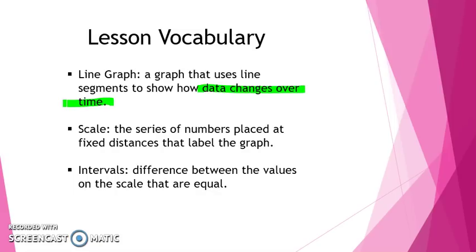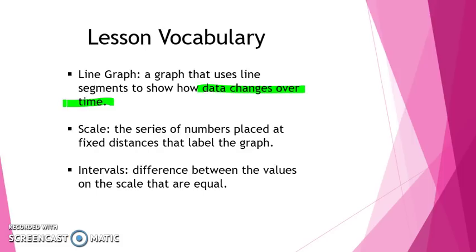Secondly, we have the word scale. Now this is different than our scale where we rate ourselves for our understanding of a lesson. In this instance, the word scale is a series of numbers placed at fixed distances that label your graph. So you may have your numbers starting at 0 and they may range all the way to 100. The scale would be 0 to 100. Whereas maybe your numbers don't start until 50, and maybe they go by 5s all the way to the number 80. Okay, that would be your scale of numbers, or series of numbers.